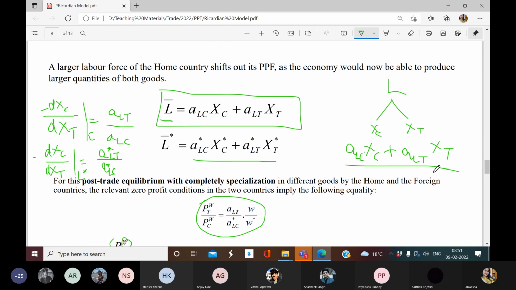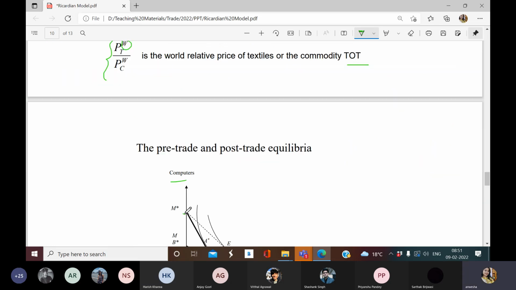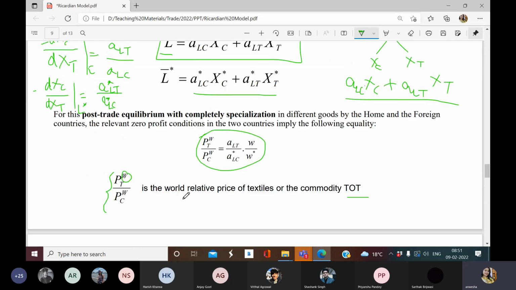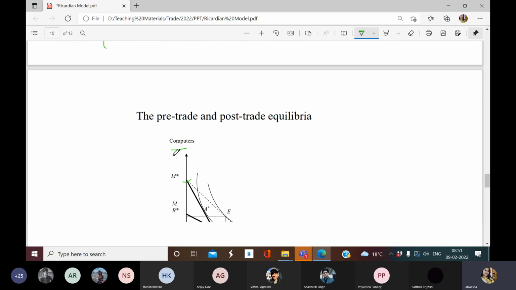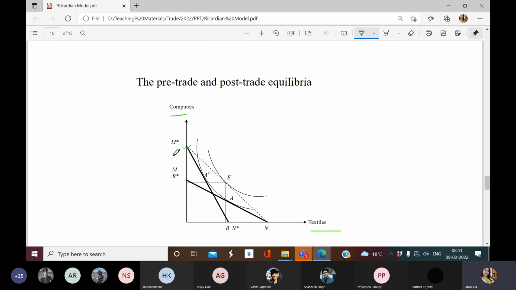Home country PPF will be steeper. So we are not comparing the intercepts, right? We are comparing the slopes. If you change the assumption regarding the technological superiority, then the slope of the PPF will also change. So this is how you draw the PPF of the two countries.